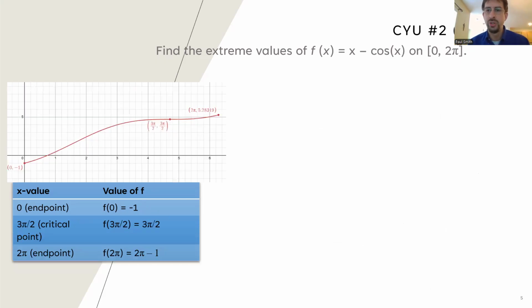All right, question number 2, on the same page, find the extreme values of x minus cosine of x on the interval 0 to 2 pi. A little bit of a note here, if it doesn't tell you to find a relative extrema or a local extrema, then it's implied that we're going to find an absolute extrema, okay?